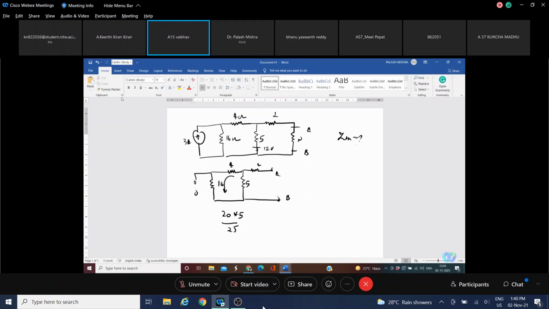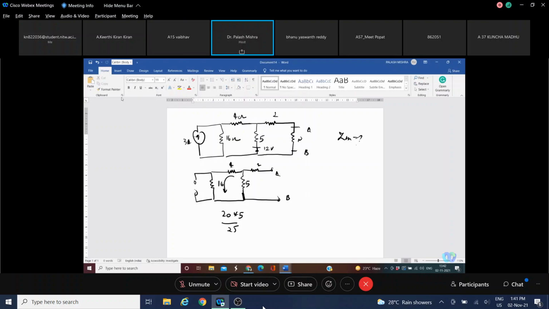5 is not considered now, sir. Why? 12 volts is present. It will be open circuit now, sir. No, 12 volts, it is a battery. So the battery will be short circuited. If it is a current source, then it will be open circuited. If it is a battery, to deactivate the battery, it should be short circuited. You got it? Yes, sir.